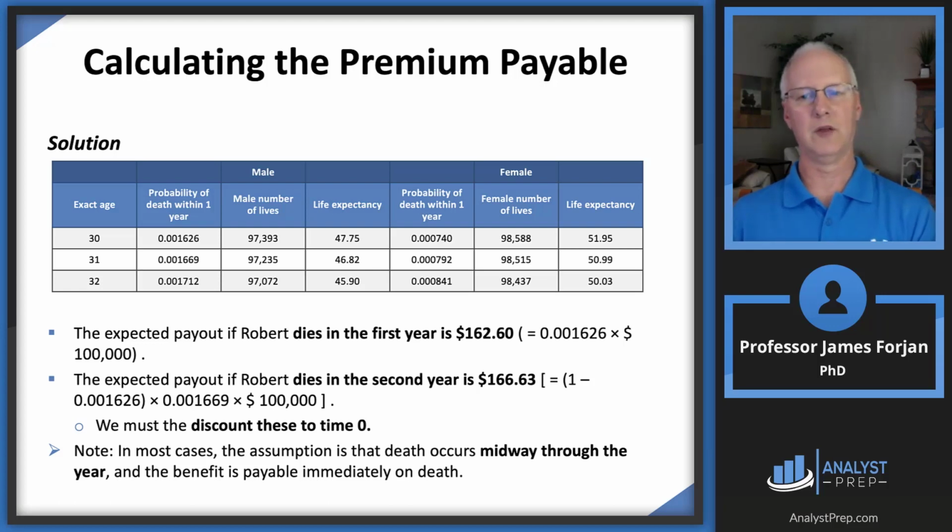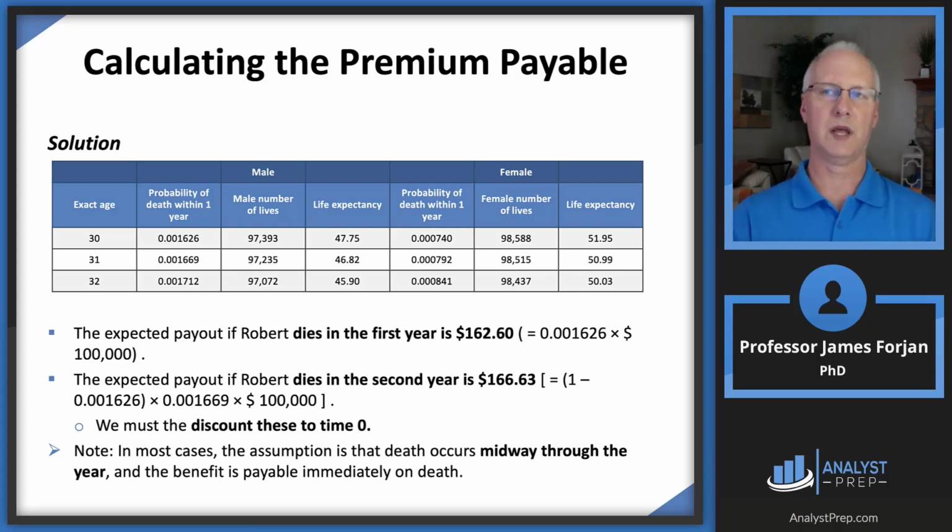Now, what happens on the other side of the equal sign? The expected payout if Roper dies in the first year is 162.60. So we take that 0.001626, multiply it by the death benefit of 100,000. So that's a pretty easy part of the math. And then the second part, if he dies in the second year, what's that number up there? 0.001669. We need to subtract that from 1, multiply it by that 100,000, and then we need to discount these back to time period 0.